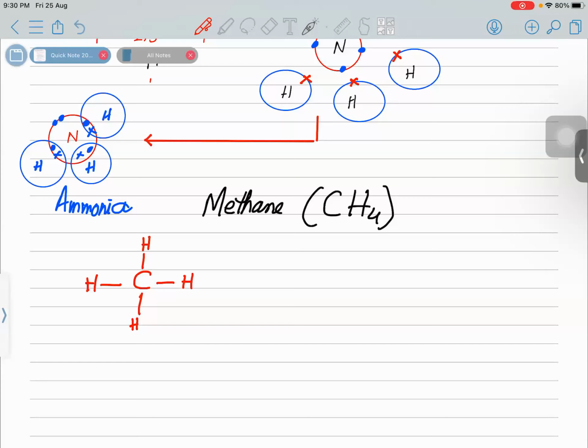One carbon surrounded by 4 hydrogen. Carbon is the central atom.